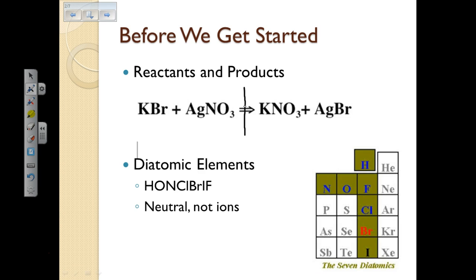Okay, reactants and products. The arrow on a reaction separates the reactants from the products. And so this side of the reaction is the reactants. This side of the reaction is the products. Okay? And so the thing to keep in mind is that the blunt side of the arrow always is towards the reactants, and the head of the arrow always points towards the products. And so this is what we always start with in a reaction, and this is what we end up with.